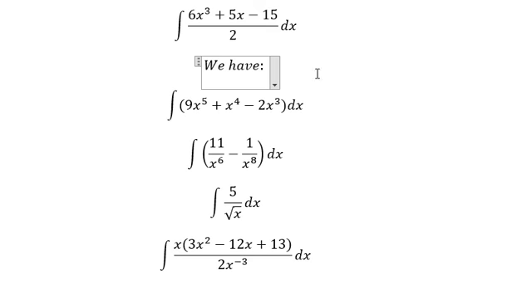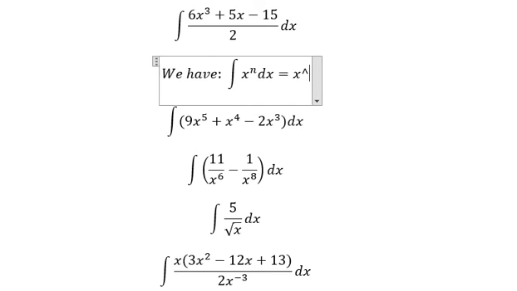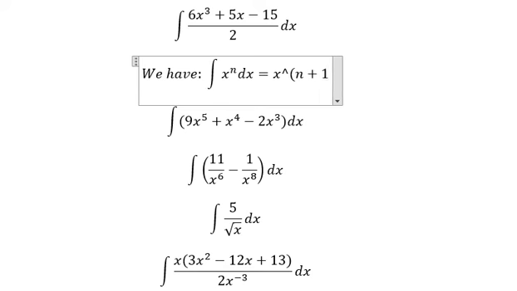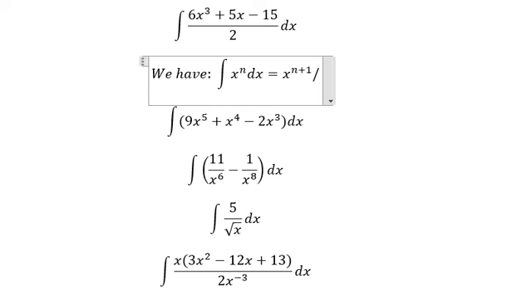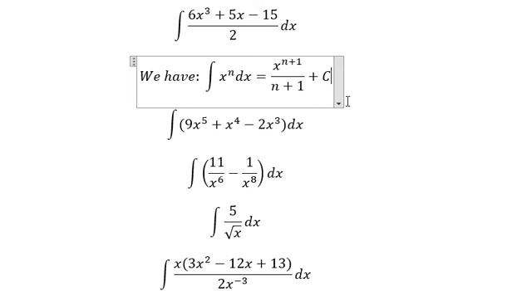That is about the integral of x to the power of n dx. You will go about x to the power of n plus 1 over n plus 1, and we put about c in here. This is about the basic integration. Now we will apply this formula for everything in here.